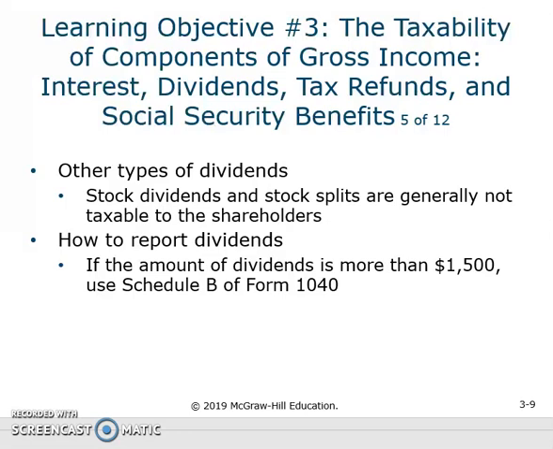For dividends, if the dividend amount is more than $1,500, then Schedule B of Form 1040 would need to be used to report those dividends. If the amount of dividends is less, then that can usually be reported directly on Form 1040.